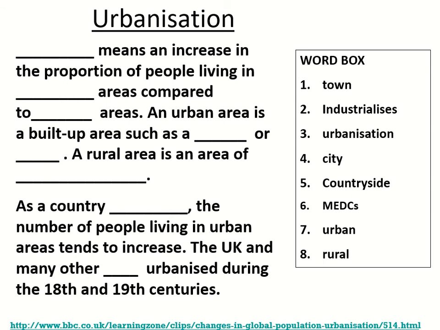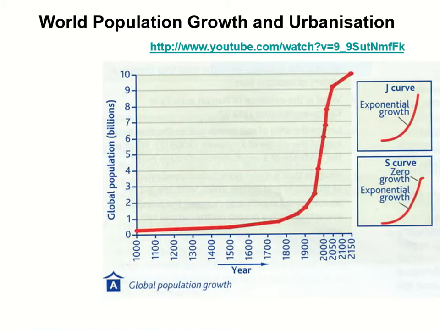As a country industrialises, the number of people living in urban areas tends to increase. The UK and many other MEDCs, more economically developed countries, urbanised during the 18th and 19th centuries in something we know as the Industrial Revolution. So if you know anything about that, then you're already onto a bit of a winner here. Okay, so make sure you've got the right answers and check.